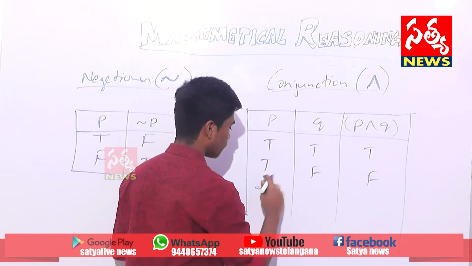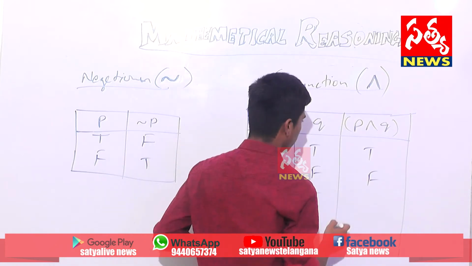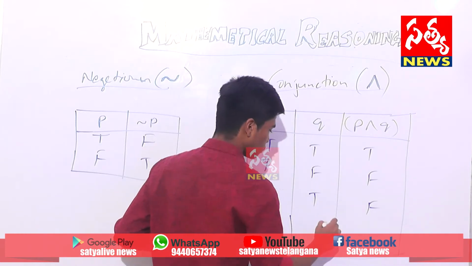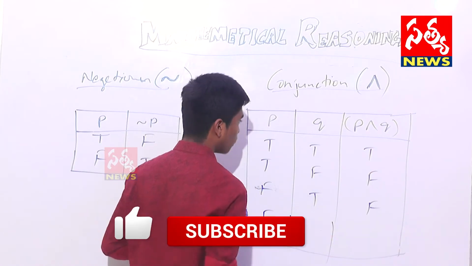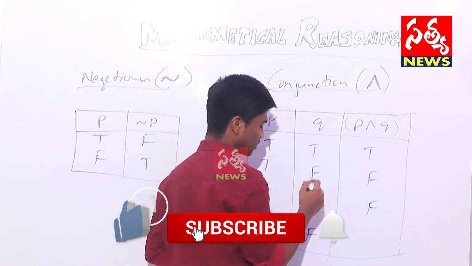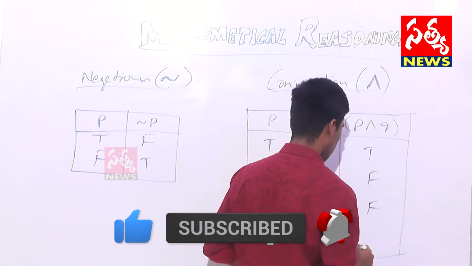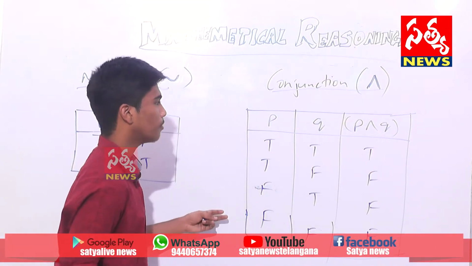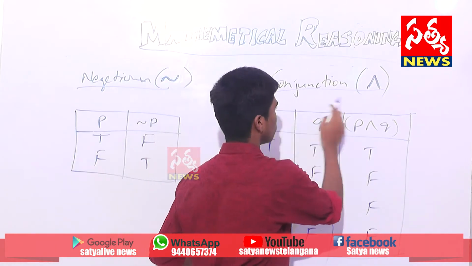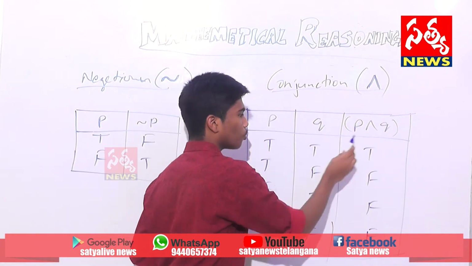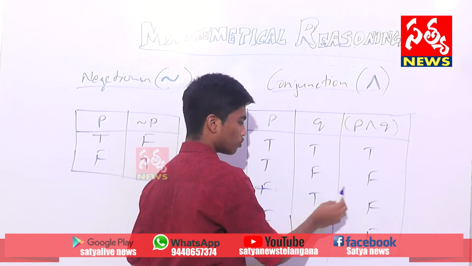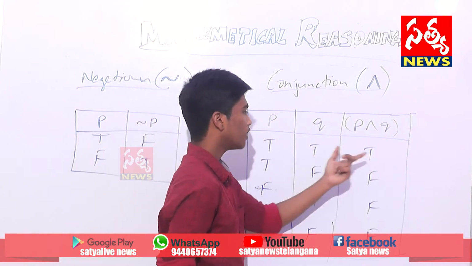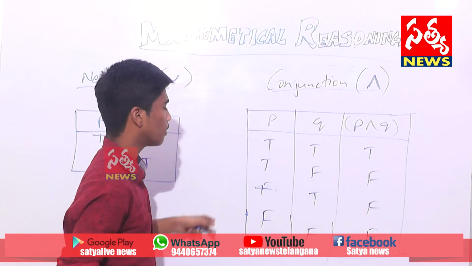If P is false, reverse now. If P is false and Q is true, then P conjunction Q is also false. The last condition is if statement P is false and statement Q is false, then P conjunction Q is also false. Right? This is a table. Simply, conjunction means true, true, true; true, false, false; false, true, false; false, false, false. Only T and T becomes T, right? Remember this.